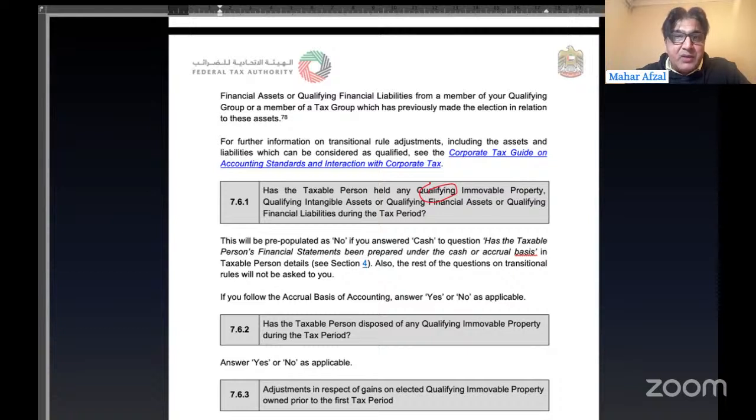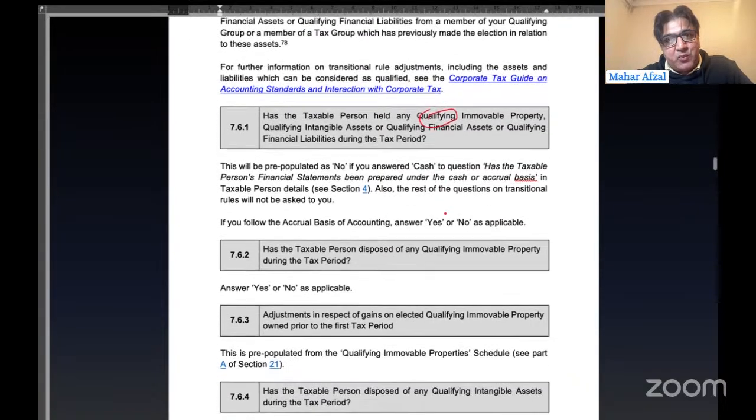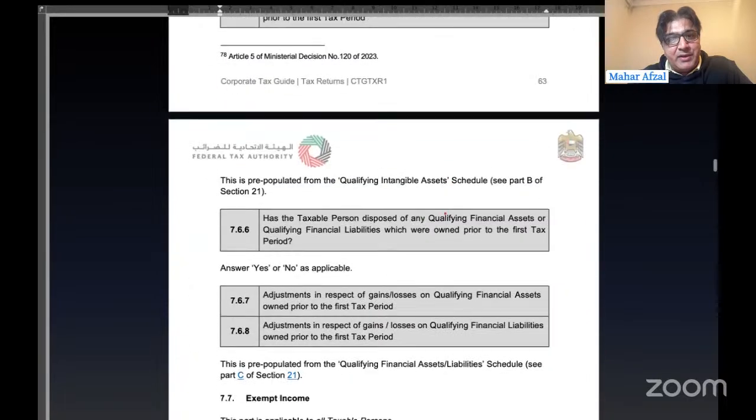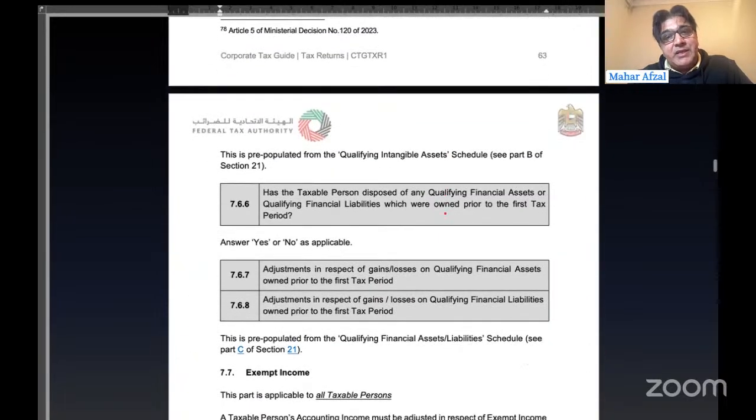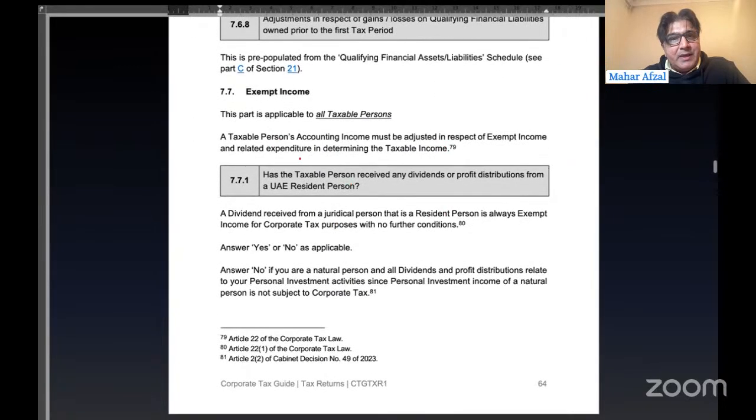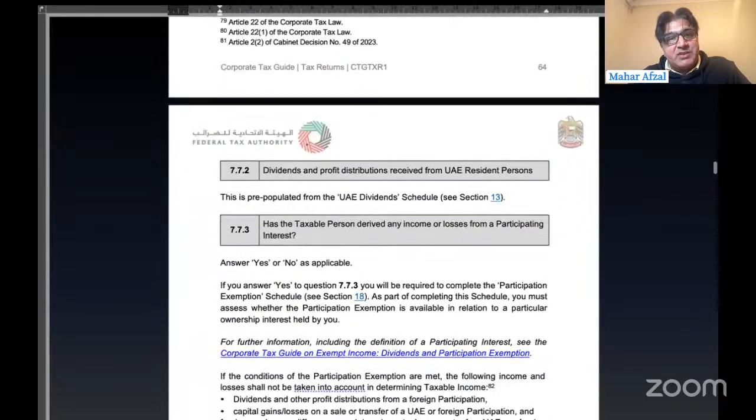So if these are qualifying, then only you can apply. If these assets are not being maintained at the historical cost, then you cannot apply these provisions for the assets or liabilities. And as I mentioned, each property is individual, and other than property, it will be a class of assets or class of liabilities. Exempt income, we need to do an apple to apple comparison. We need to remove the related expenses as well.